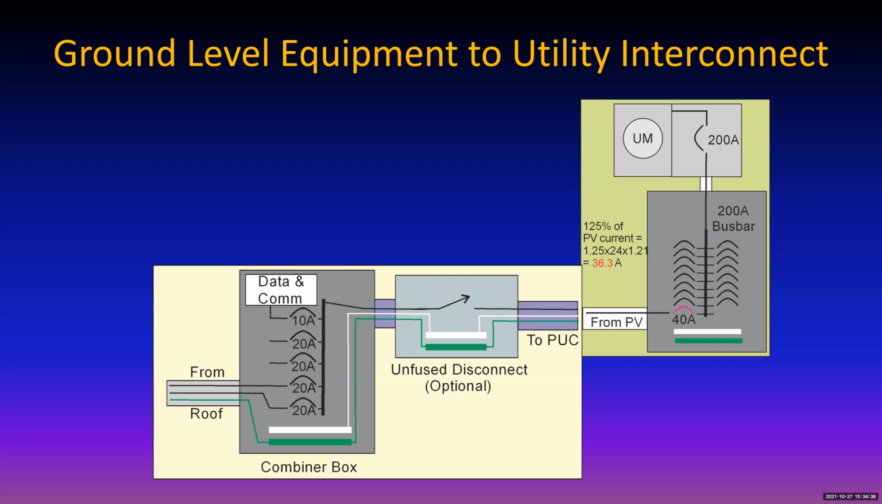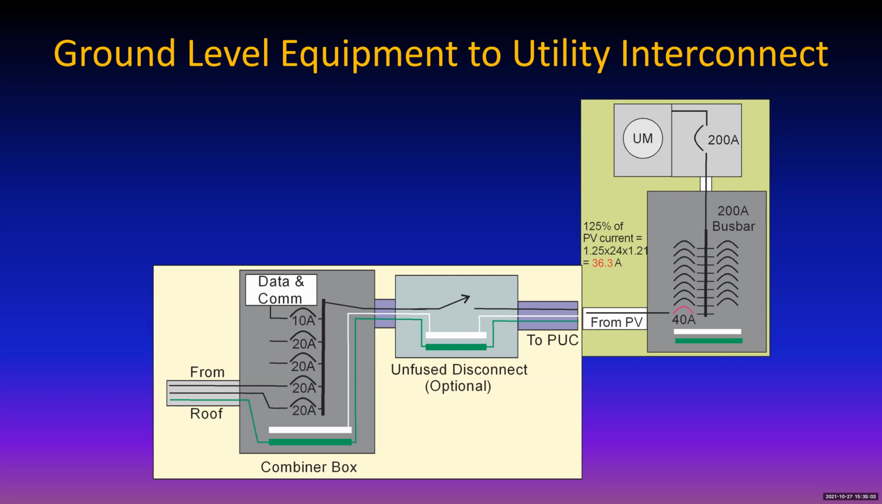So notice we got 240 amps here between the 200 amp main breaker up there by the meter and 40 amps from the utility, and 120% of 200 amps happens to be 240 amps. So we meet the so-called 120% rule for backfeeding that 200 amp bus bar.